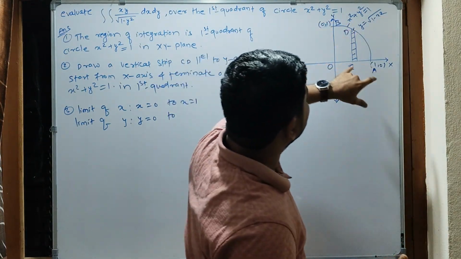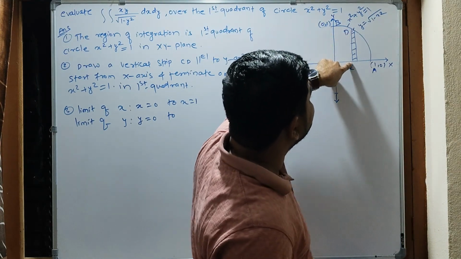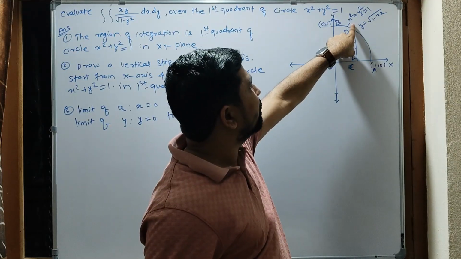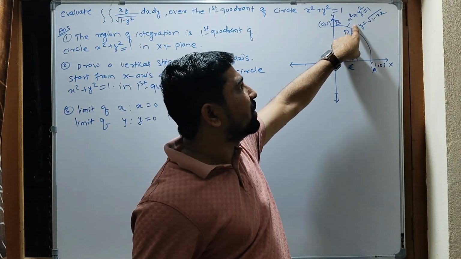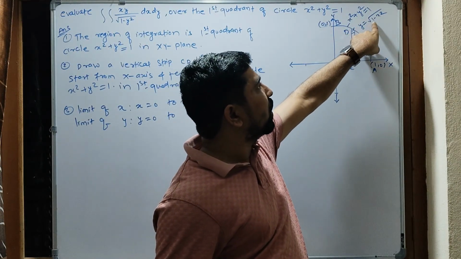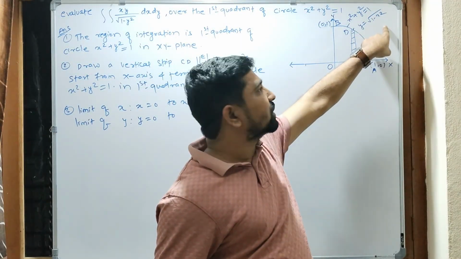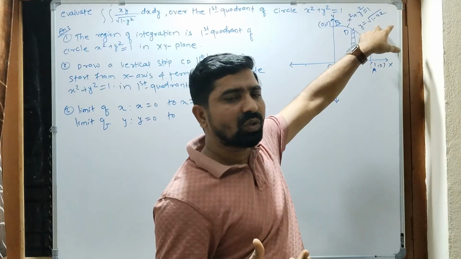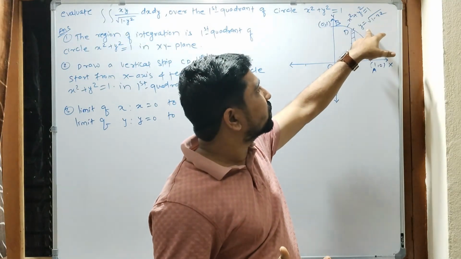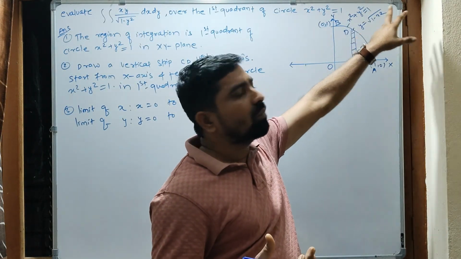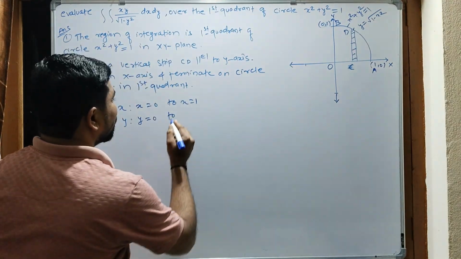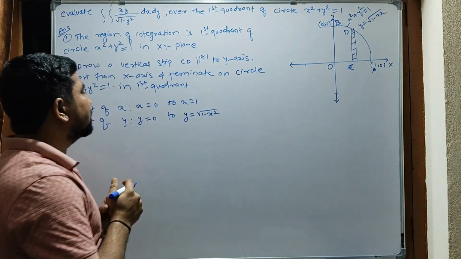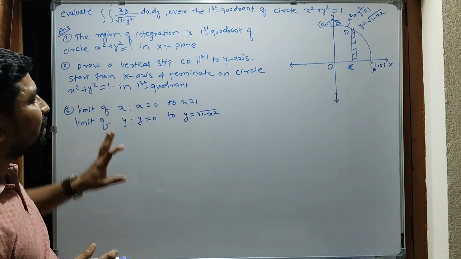So here strip CD starts on the x axis. On the x axis the value of y equal to 0, and terminates on this circumference, and the general value of y on this circumference is y equal to plus minus under root 1 minus x square. But we are in the first quadrant. In the first quadrant both x and y are positive. That's why here I am taking y equal to under root 1 minus x square with positive quantity. So here y equal to under root 1 minus x square. These are the limits of x and these are the limits of y.